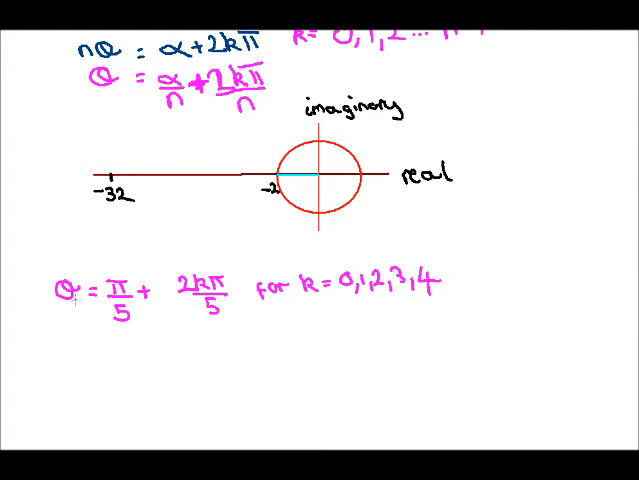Okay, so if we put k equals 0 in here, we're going to get theta equals pi over 5, which is going to be about there. So there's another one of our solutions. I'll pop that one in for you. Right, when k equals 1, we're going to get 3 pi over 5, which is about there. When k equals 2, we're going to get 5 pi over 5, which is this one here. 5 pi over 5 is pi. When k equals 3, we're going to get 7 pi over 5, which is about there. And when k equals 4, we're going to get 9 pi over 5, which is about there. If we went to k equals 5, we'd get 11 pi over 5, which is back on there again. So it just repeats itself. That's why we only go up to 4.